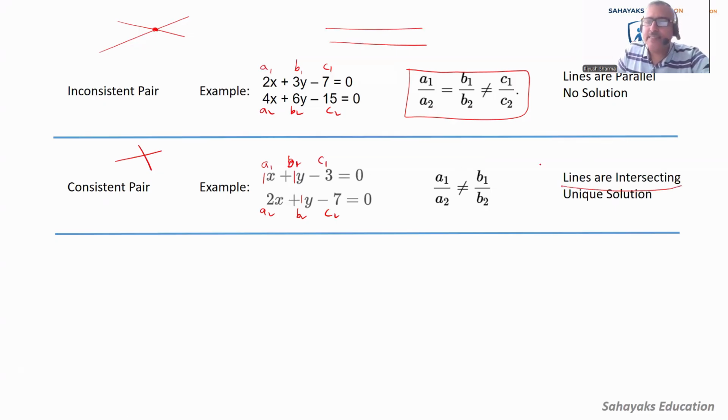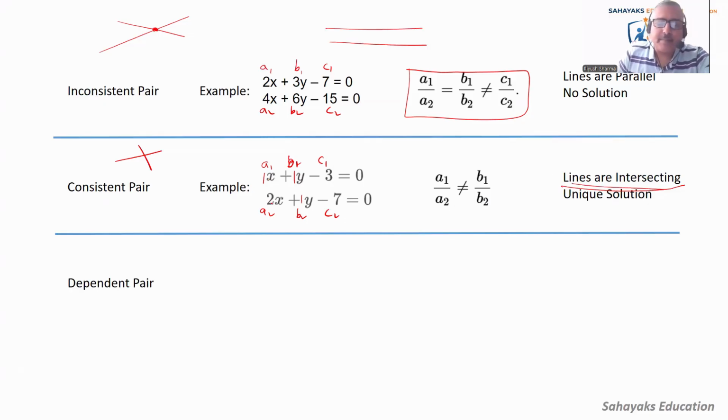Two lines can intersect only at one point. They cannot intersect at two points because a line is a straight thing. So they'll intersect and there will be a unique solution to it. Unique solution means there will be one value of x and one value of y which will satisfy both the equations. In this case, the lines will be intersecting.